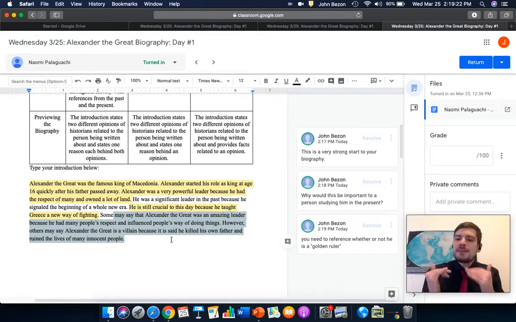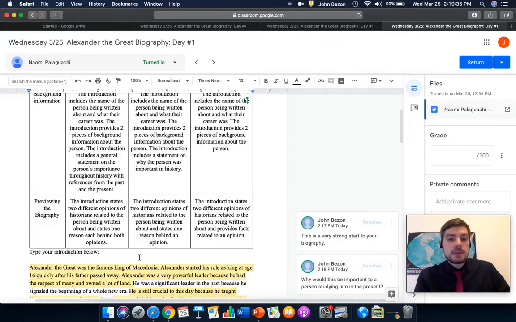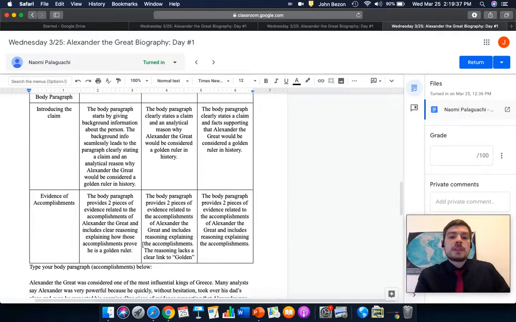She kind of infers that, but she doesn't directly tell me that Alexander the Great was a golden ruler, and that's the direction I want you to go in your body paragraphs. So it's strong, but it's not perfect. Let's move on down to the body paragraph.